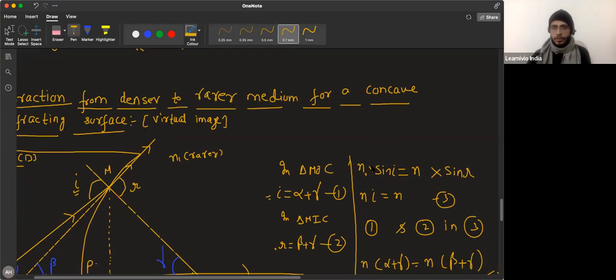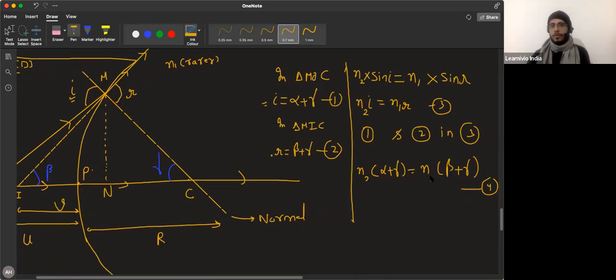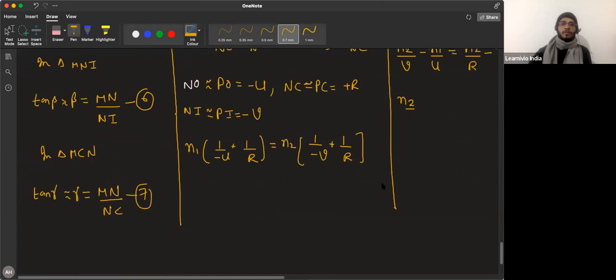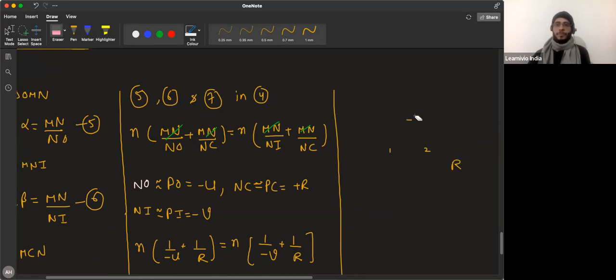So that's n2 into sin r. It's n1 into sin r. So it's n2 i into n1 r. So this is n2, this is n1. Yeah, it's n2 by minus. No, it's correct. Plus n2 by r is n1 by minus plus n1 by r.